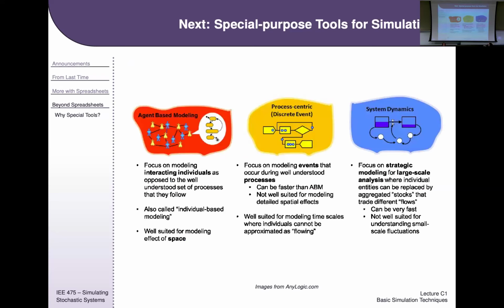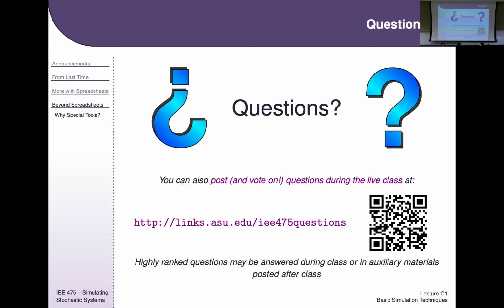You'll see agent-based modeling next week. After that, you'll start actually doing discrete event system simulation, and then system dynamics modeling. That's what you see in 477 if you ever take that course or move on to other sims. Any questions?